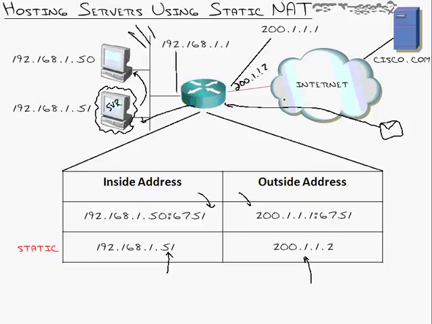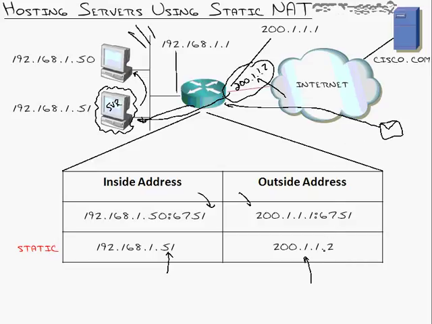200.112. Whenever somebody sends a request to that address, I want the router to grab it and send it inside to our web server or our email server. Now, the internet service provider will give you those addresses if you pay them money, sometimes $5 a month or sometimes $20 a month, depending on what service provider you have and what kind of addresses you get.